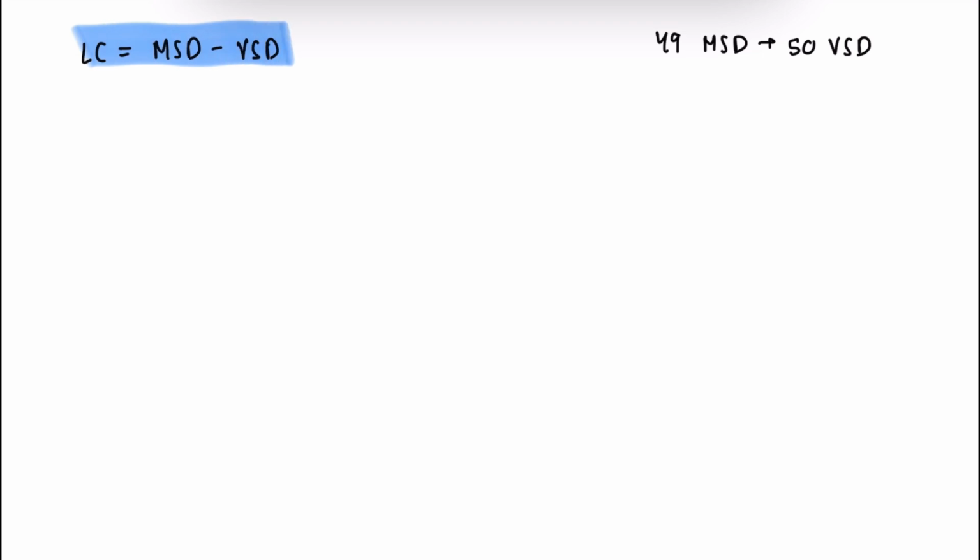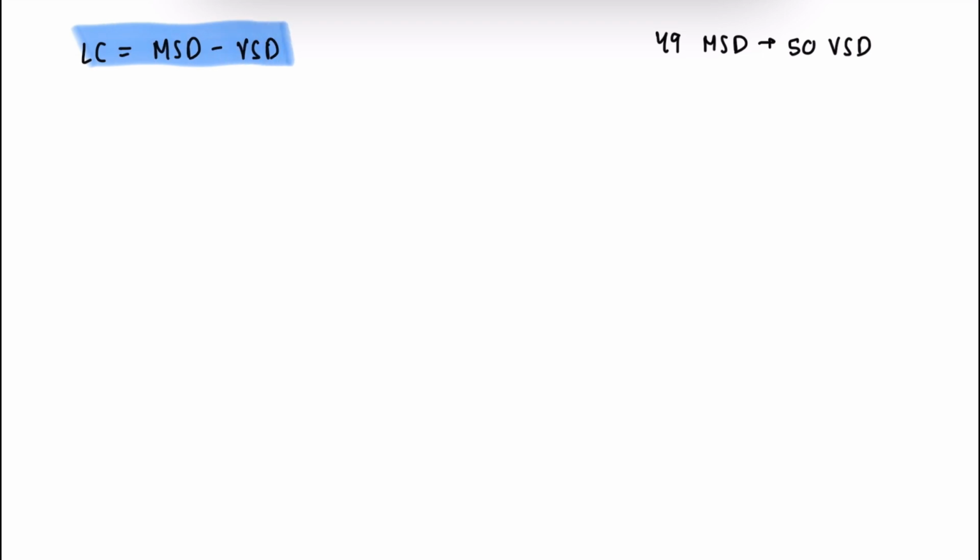So now that we finished that previous question, I just want to give a quick note about the previous question, as well as some that are similar to that but have a small difference in it, and how to attempt those questions. So in the previous question, we had that 49 MSD coincide with 50 VSD, right? So because of this, we also used the formula that least count is equal to MSD minus VSD, right? That's what we used in the previous question, this formula right here.